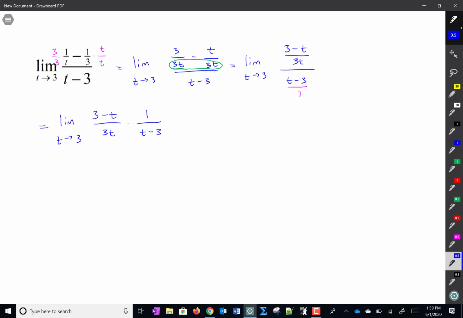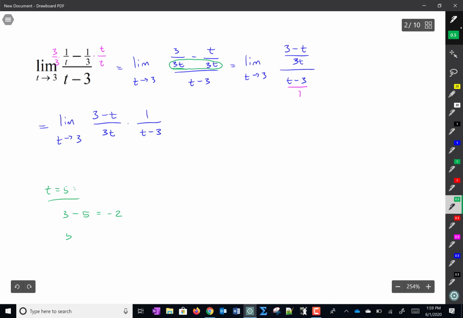Now here's a trick that's going to work out for us. 3 minus t and t minus 3 are not the same value. However, they're not that far off from each other. If you think about putting a value in for t, like let's say I put 5 in for t, let t equal 5. Then 3 minus 5 gives me negative 2. 5 minus 3 would give me positive 2.